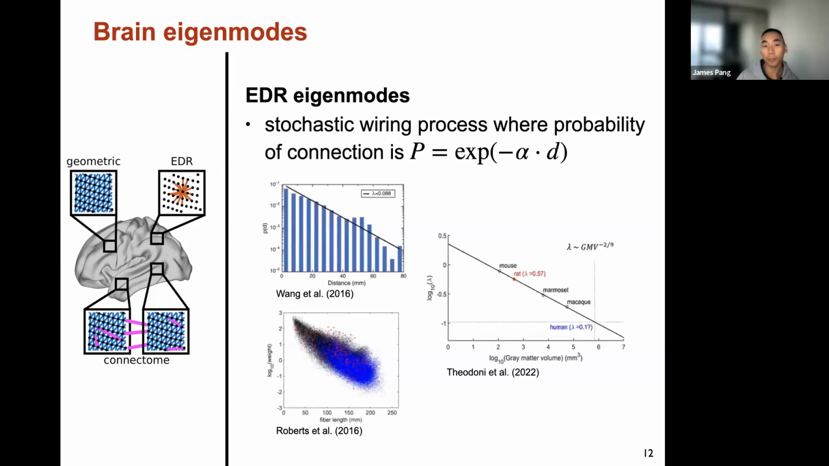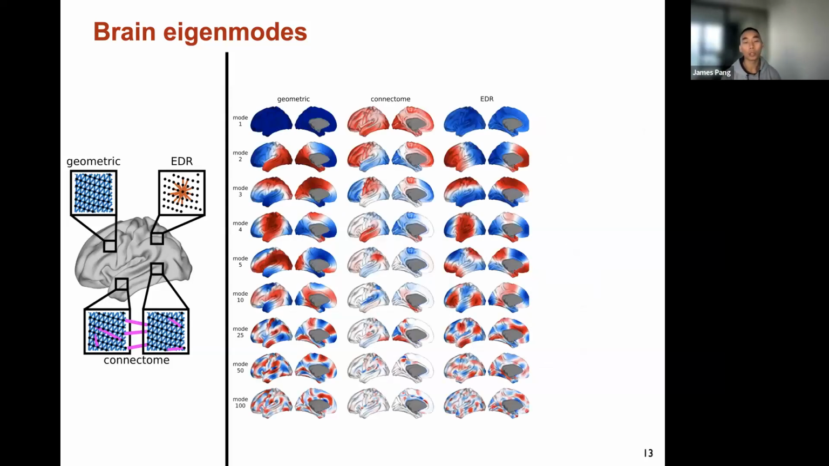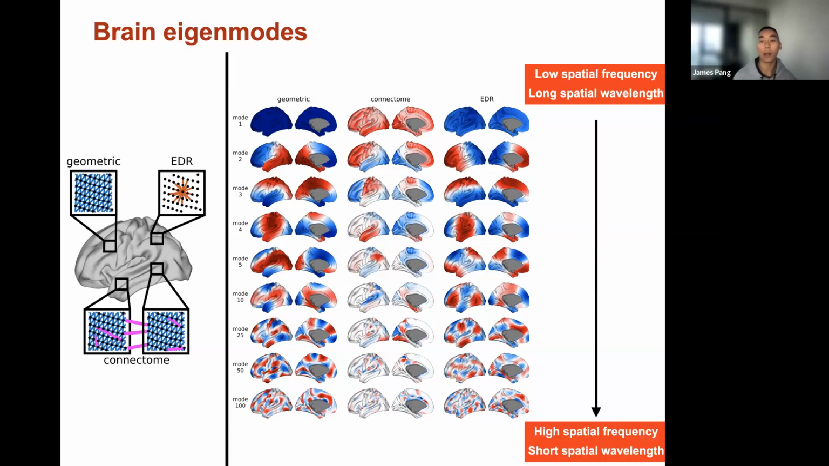Again, in agreement with a lot of observations in human and non-human species, where weight decays as an exponential function with respect to distance. By doing so, we can get these three sets of eigenmodes, which are arranged in a very peculiar manner, where the first modes correspond to low spatial frequency or long spatial wavelength, and the higher modes have higher spatial frequency or short spatial wavelength. So there you see here the activities are very localized.